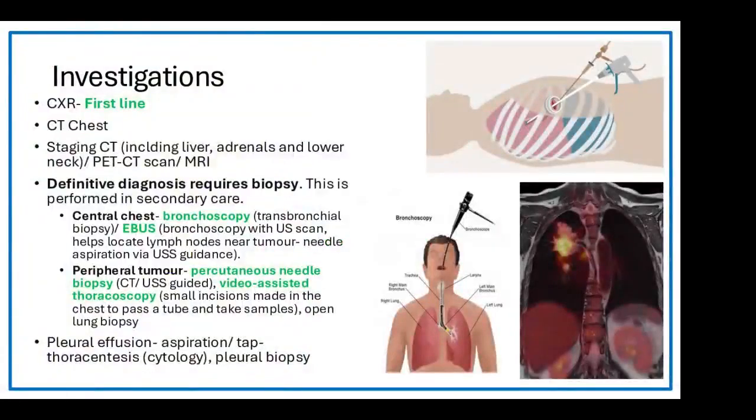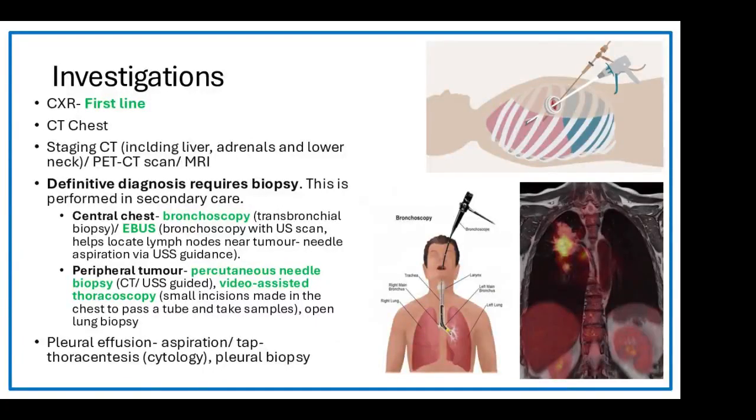In terms of your investigations for lung cancer, so often a chest x-ray is the first line, and then we can do a CT chest if our index of suspicion is high with a normal chest x-ray, or we've got a mass on the chest x-ray and we want to further characterize it.